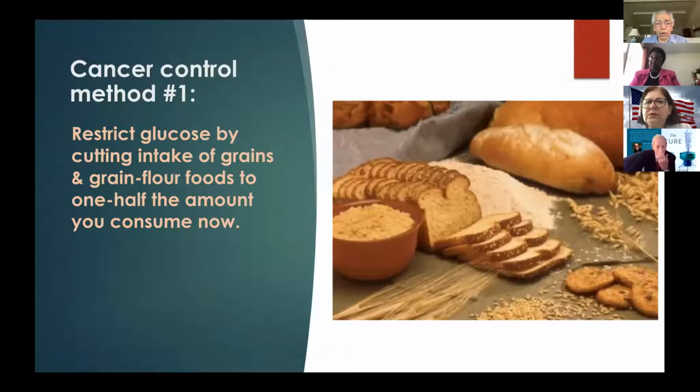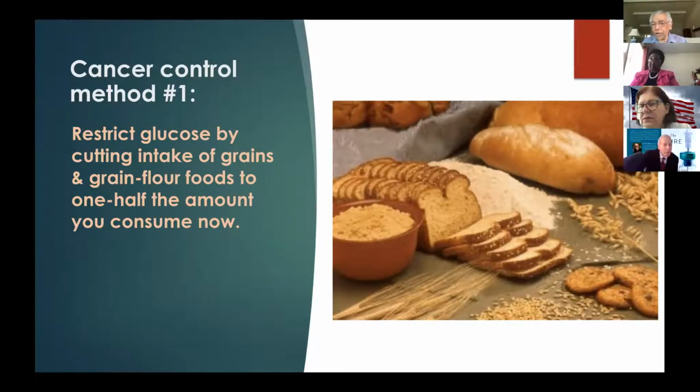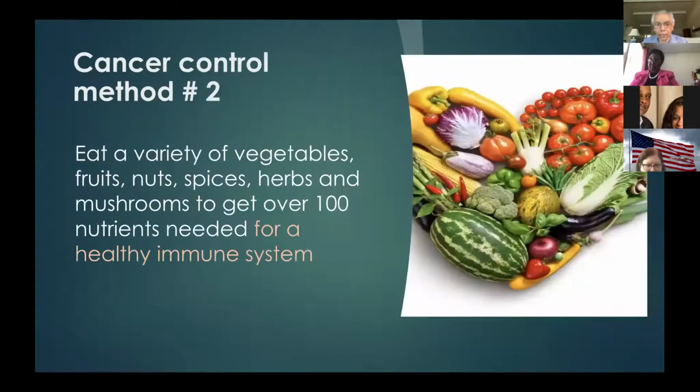One, restrict glucose by cutting intake of all grain and grain flour products to half of the amount that you are consuming. Because 100 years ago, the percentage of energy from complex carbohydrate in our diet was less than 35%. Now it is 50 to 70%. Yes, the cheapest food, the most convenient foods, prepackaged foods are all made mostly with grain flour products. Think about it. When is the last time you had a meal or a snack without a grain flour product?